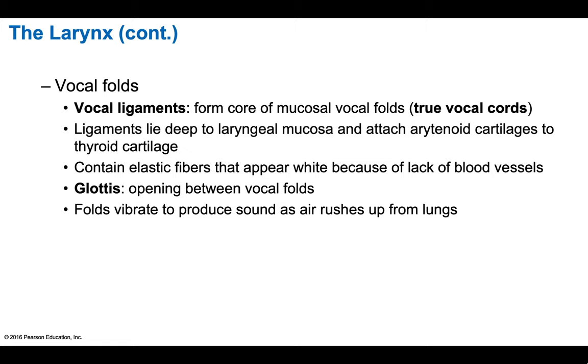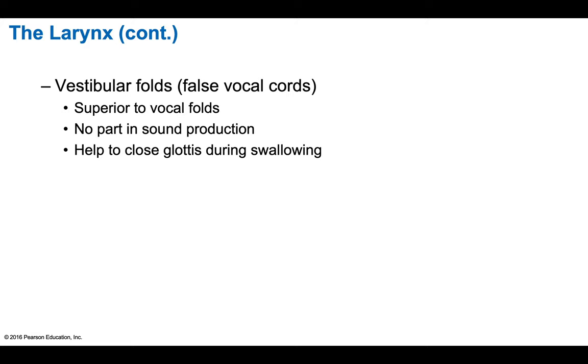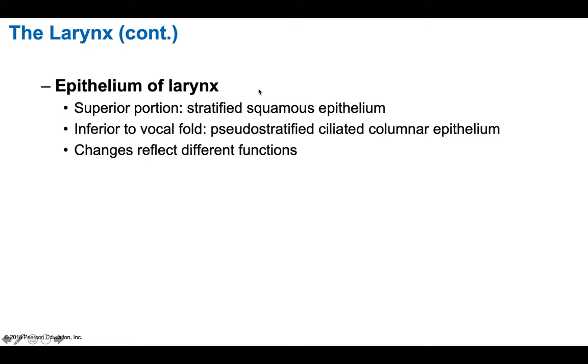Superior to the vocal folds is a similar pair of mucosal folds called the vestibular folds or the false vocal cords. They don't play a direct role in sound production, but they do help in closing the glottis when we swallow. When you look at the epithelium of the larynx, we find stratified squamous epithelium lining the superior portion of the larynx. Again, this area may be subjected to food contact, so we need something that's going to be a little bit more resilient in terms of tissue type.